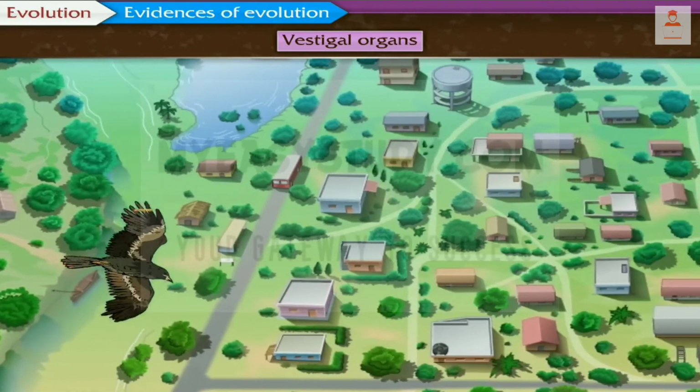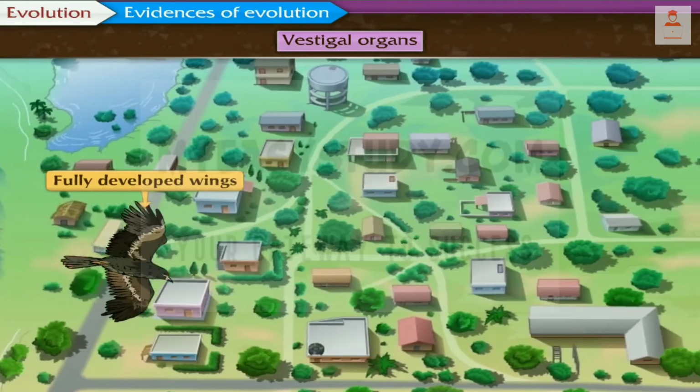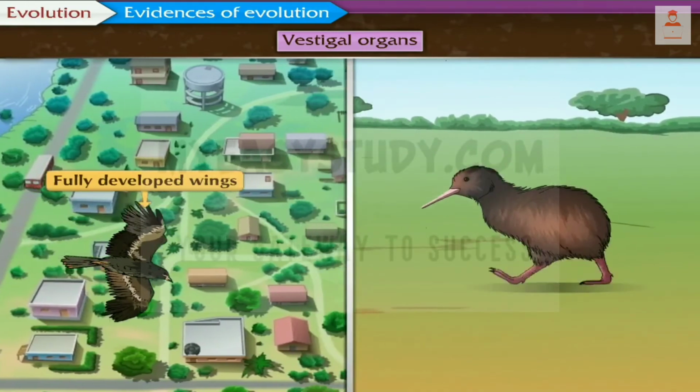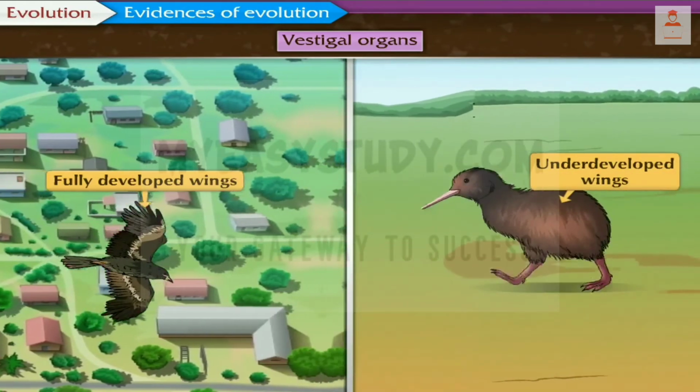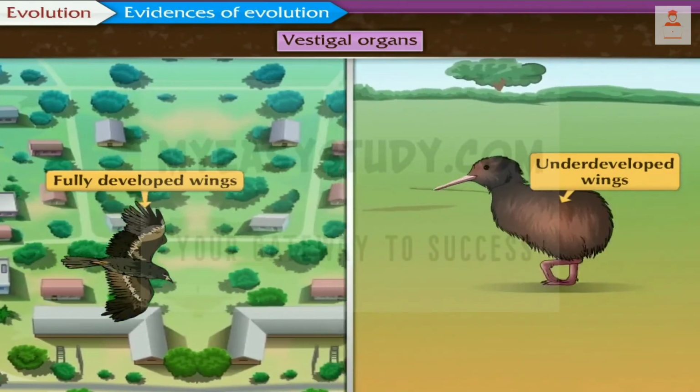Wings of some birds developed fully, but in the case of kiwi and emu, wings remained underdeveloped. Obtain more information regarding this from the internet.